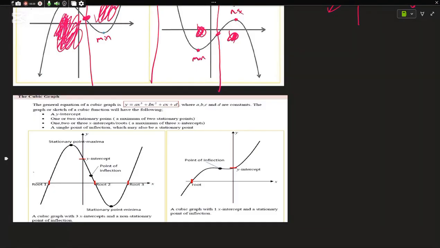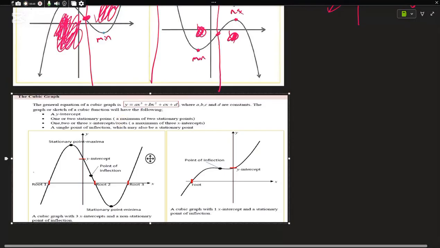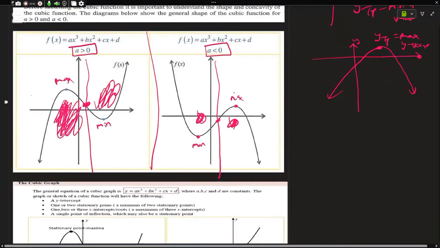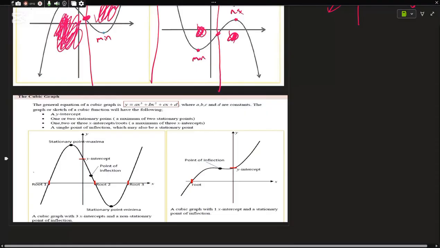A cubic graph has 3 x-intercepts because of the highest degree here. Remember, the highest degree is 3, therefore 3 x-intercepts. Now let's go back to parabola. A parabola has the highest degree of 2. That is why it has 2 x-intercepts. So the highest degree determines the number of x-intercepts of the graph. For a cubic graph, the highest degree is 3, hence we've got 3 x-intercepts.